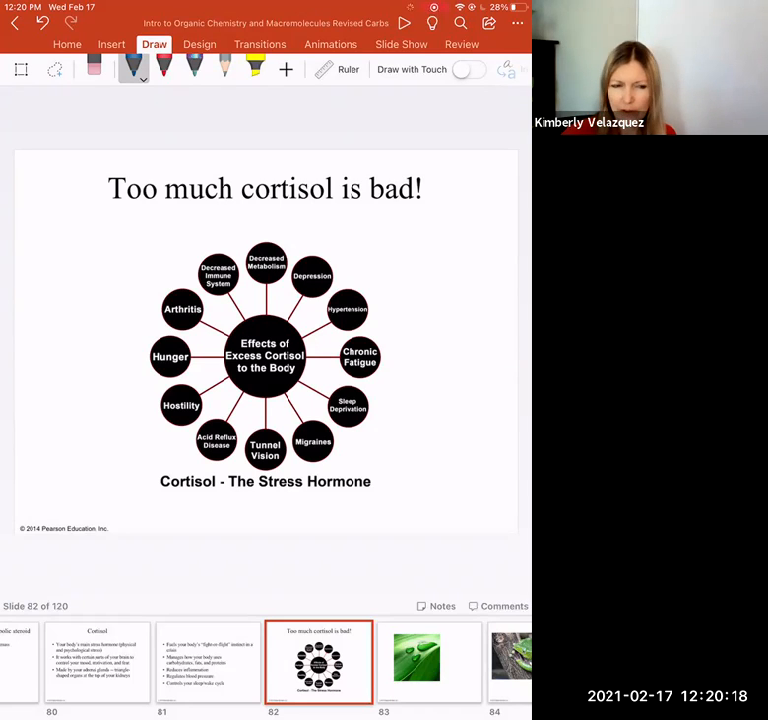And this is just a short list. You can just read those for a second. This is just a short list of things that can happen when you have too much cortisol around.